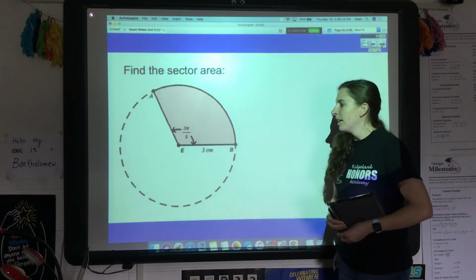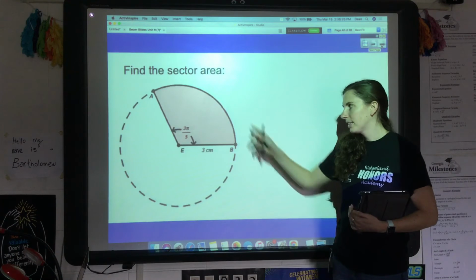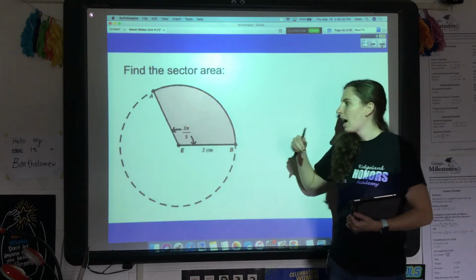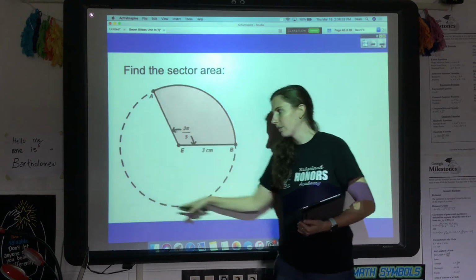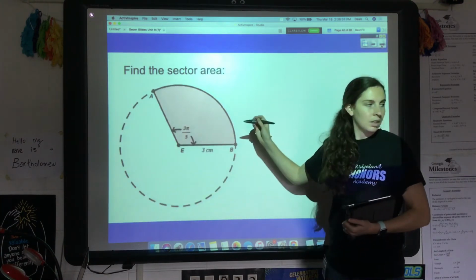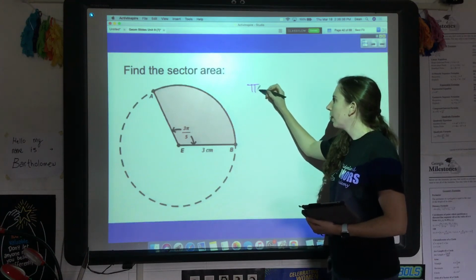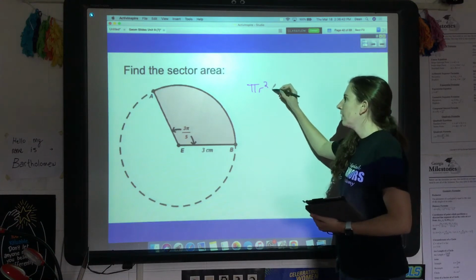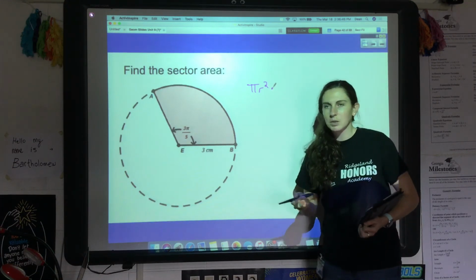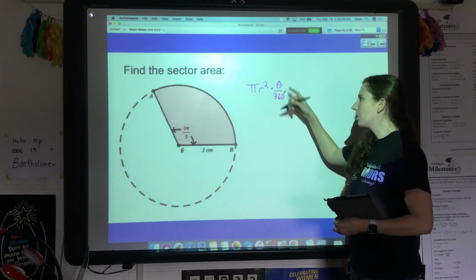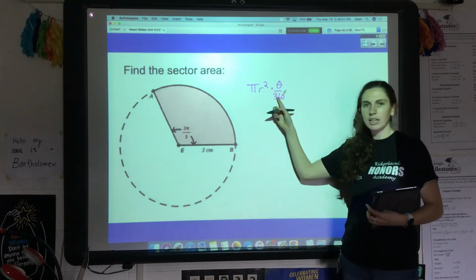Or we can also use this to find arc length and sector area like we've been doing in the past. So if I want to find sector area, which is the area of this slice of the circle, I'm going to take the whole area of the circle and then just take the piece that I want. So do pi r squared, which is the whole area of the circle, times, and in the past we've been doing theta out of 360 because this was the degrees out of the total degrees.